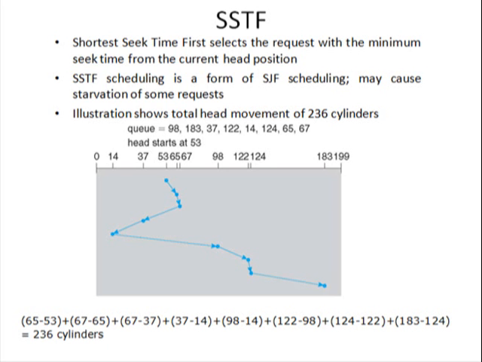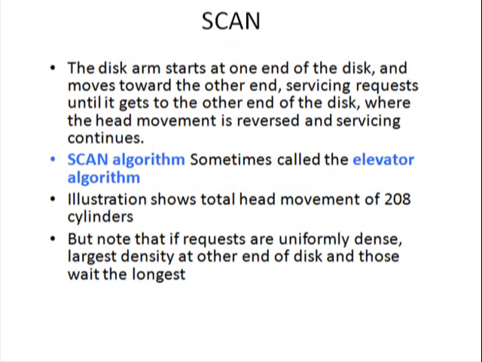Now there is another scheduling algorithm which works in a different way, which is the SCAN algorithm. In the SCAN algorithm, the disk arm starts at one end of the disk and moves towards the other end, servicing requests until it gets to the other end of the disk. Once it reaches the other end, the head movement is reversed and servicing continues in the opposite direction. Hence, the SCAN algorithm is also sometimes called the elevator algorithm.